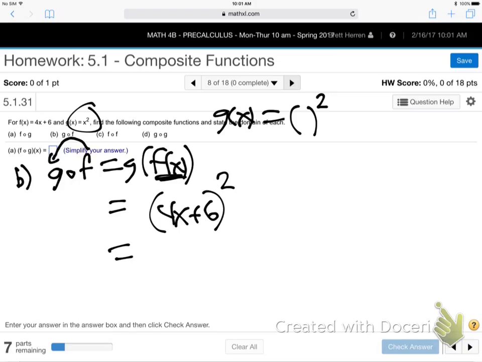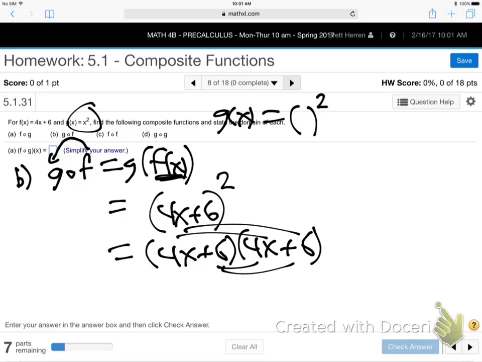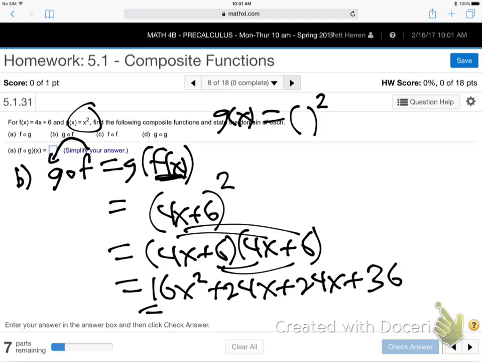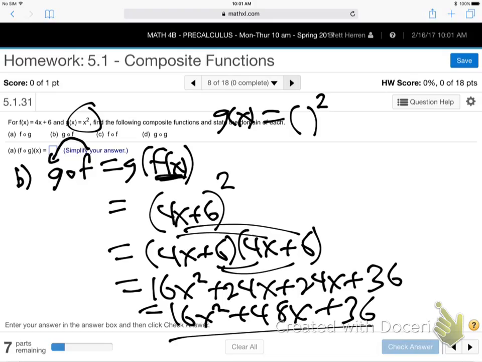Then we gotta do some algebra, huh? Gotta write 2 of those. And then FOIL that out. What's that? 16x squared plus 24x plus 24x plus 36. 16x squared plus 48x plus 36. There we go. There's golf. F plugged into g. Good. You've seen this before, huh? In your algebra days. So the function on the right plugs into the one on the left. Like always for function notation. Questions? All good? All is well? So then there's part C and part D.